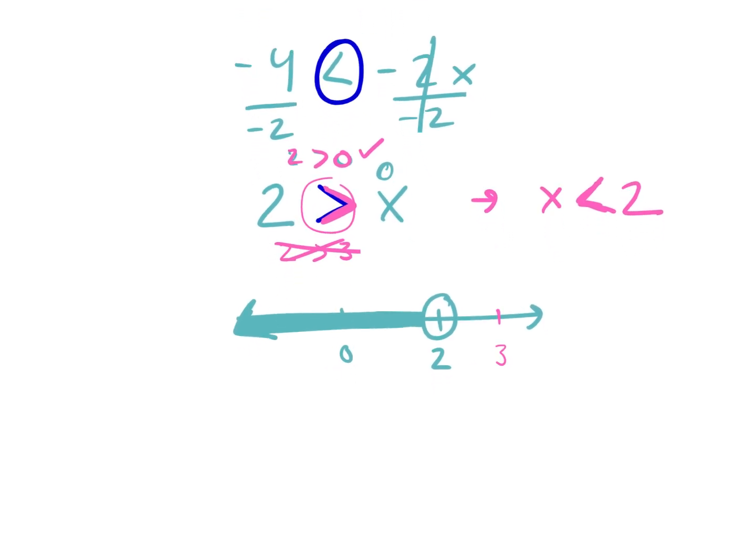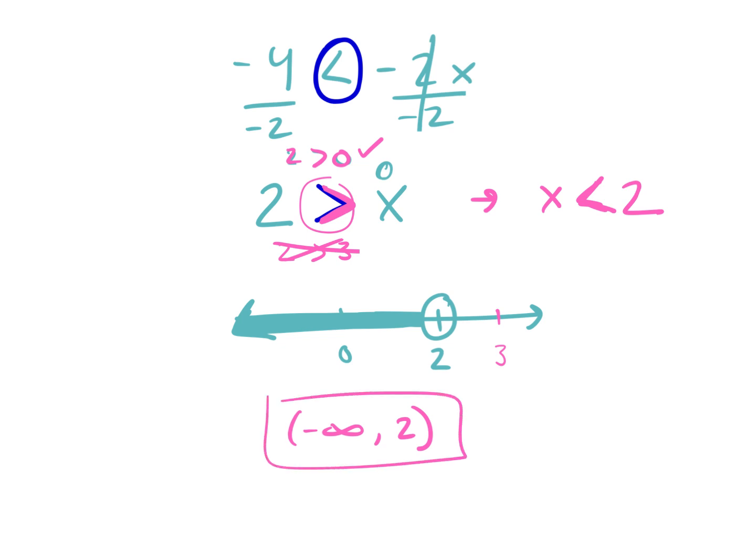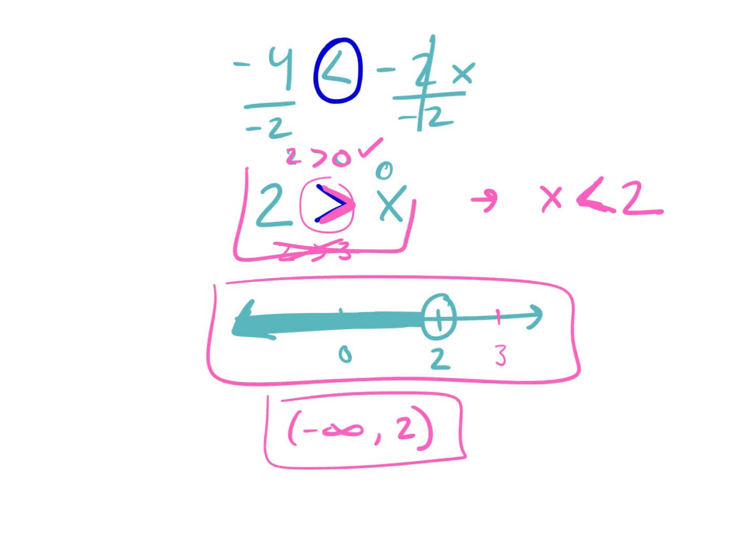Lastly, let's write our answer in interval notation. How would we start here? Negative infinity, since it's pointing to the left forever. It'd be negative infinity to what number? To 2. Bracket or parentheses? Parentheses, since it's an open circle. So these are 3 answers.